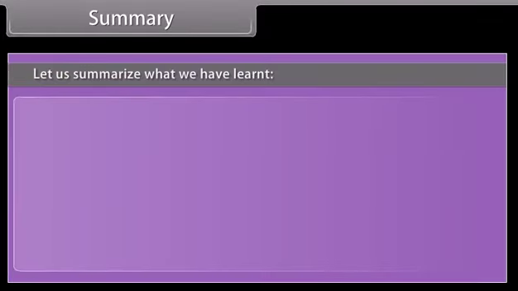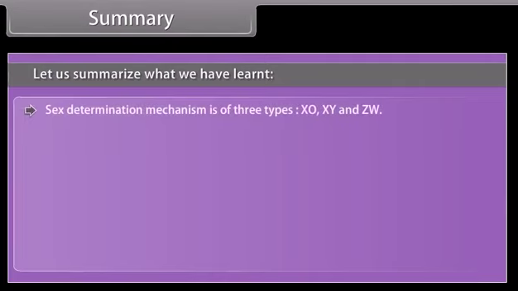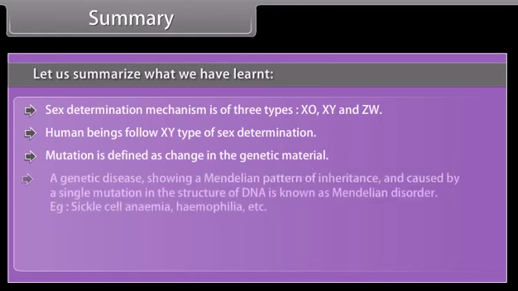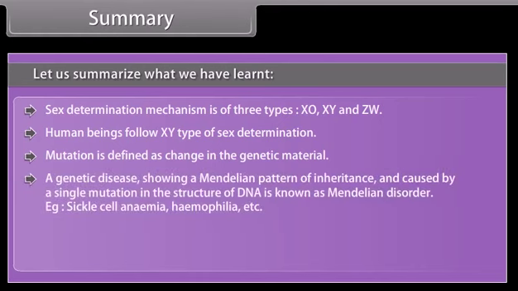Let us summarize what we have learnt. Sex determination mechanism is of three types: XO, XY and ZW. Human beings follow XY type of sex determination. Mutation is defined as change in the genetic material. A genetic disease showing a Mendelian pattern of inheritance and caused by a single mutation in the structure of DNA is known as Mendelian disorder. Example: sickle cell anemia, hemophilia, etc.